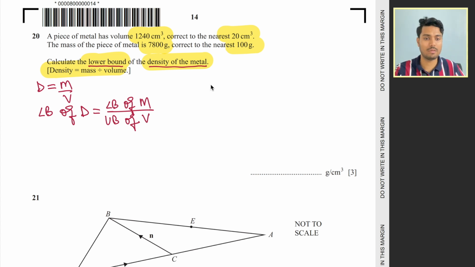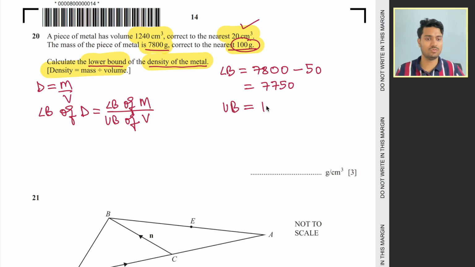So let's find the lower bound of mass first. The lower bound is going to be 7800 minus half the degree of accuracy. This is 100, so half is 50. So 7800 minus 50 is 7750. And upper bound of volume: 1240, correct up to 20. So the upper bound of volume is 1240 plus half the degree of accuracy, again 10, so this is going to be 1250.